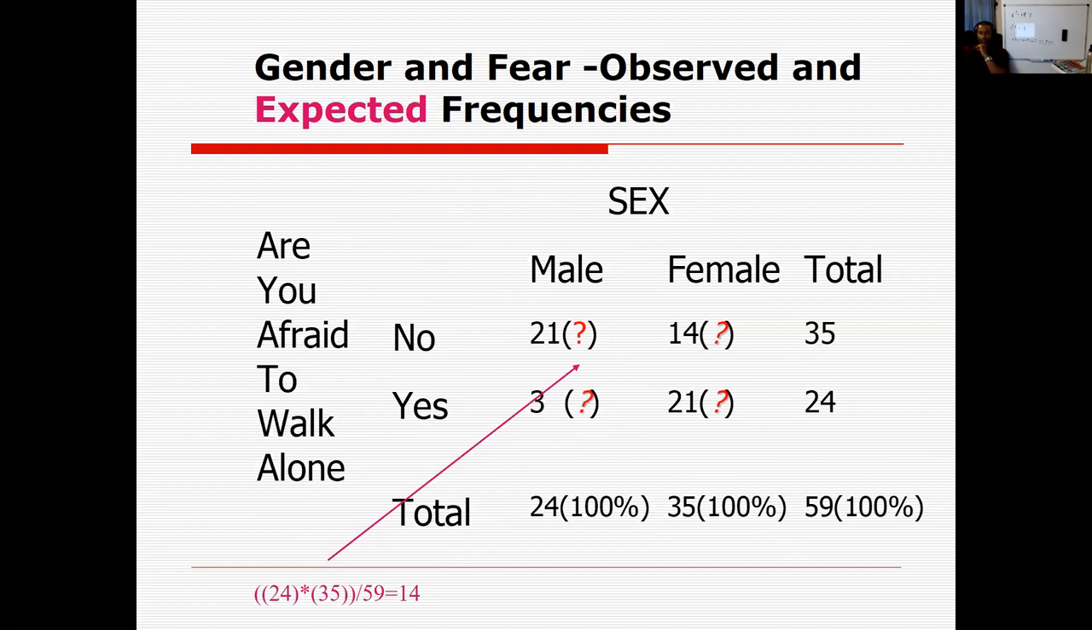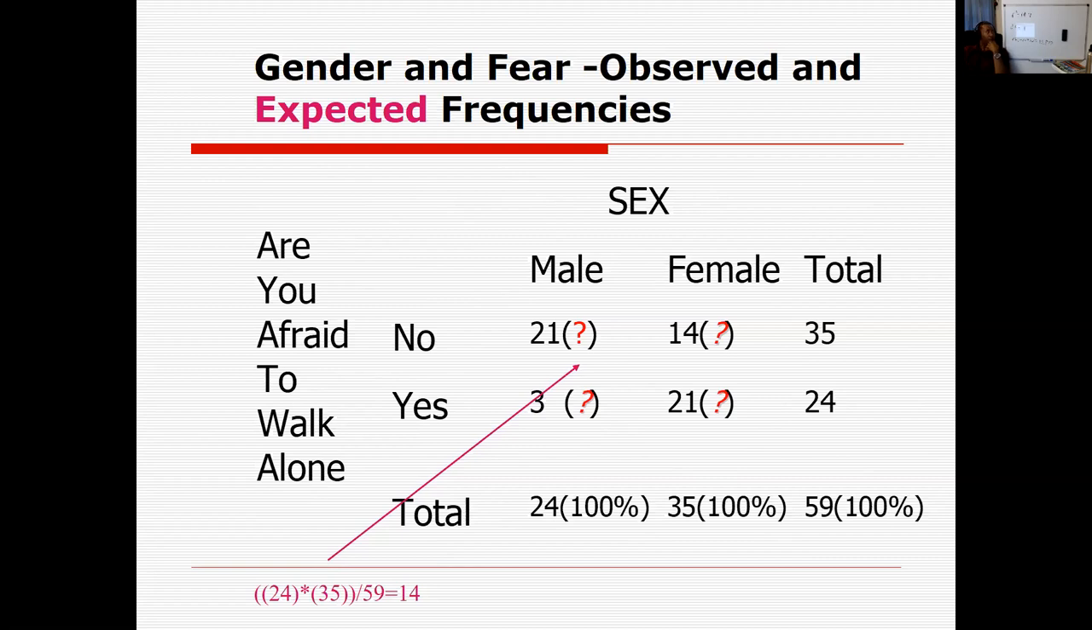The exact opposite is true as well. We take the males who say no, there's 21, we divide that by 2, we get 10.5, so we cut it in half. We take the males who say yes, 3, we divide that in half, 1.5. Females who say no, it's 14 right now, we take it to 7. Females who say yes, it's 21, we take it to 10.5. What we just did is cut our sample size in half from 59 to 29.5.